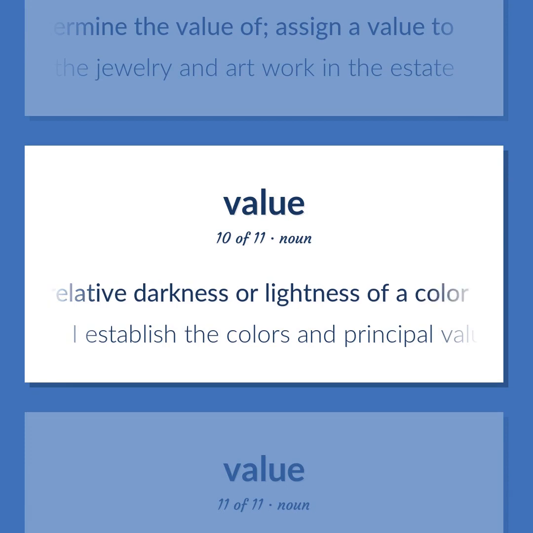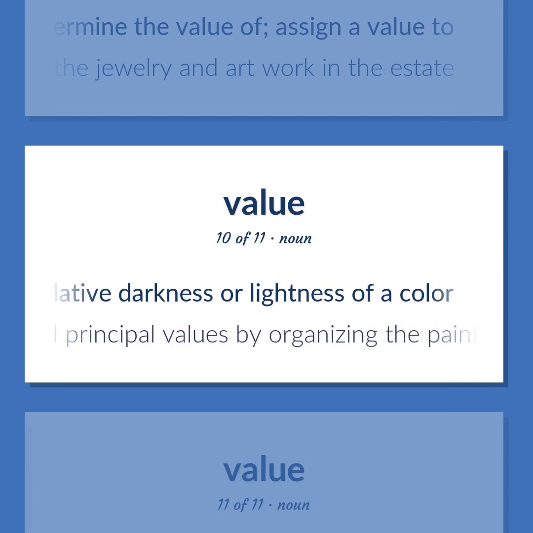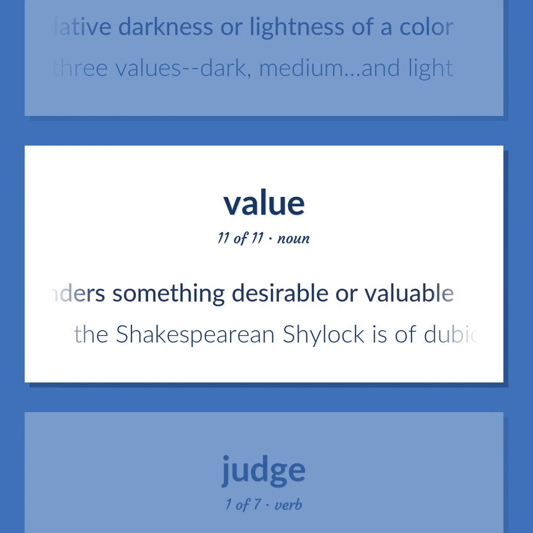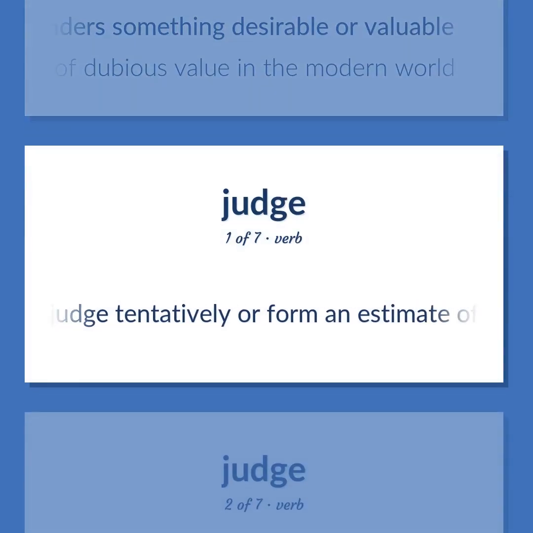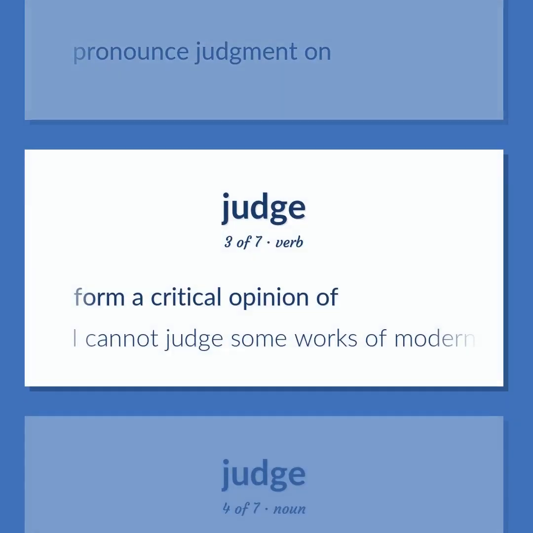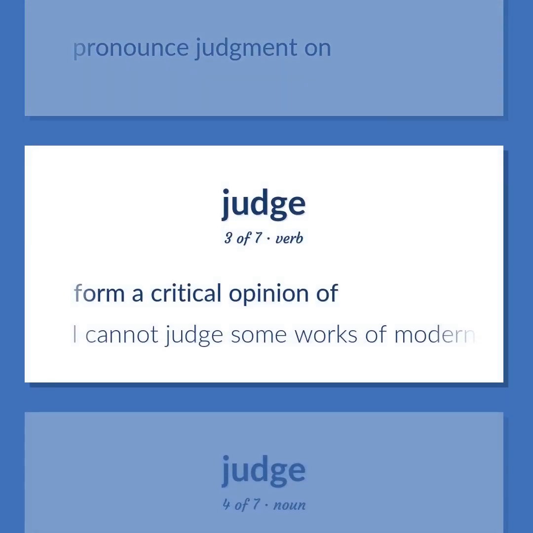Relative darkness or lightness of a color. I establish the colors and principal values by organizing the painting into 3 values: dark, medium and light. The quality, positive or negative, that renders something desirable or valuable. The Shakespearean Shylock is of dubious value in the modern world. Judge tentatively or form an estimate of quantities or time. Pronounce judgment on. Form a critical opinion of. I cannot judge some works of modern art.